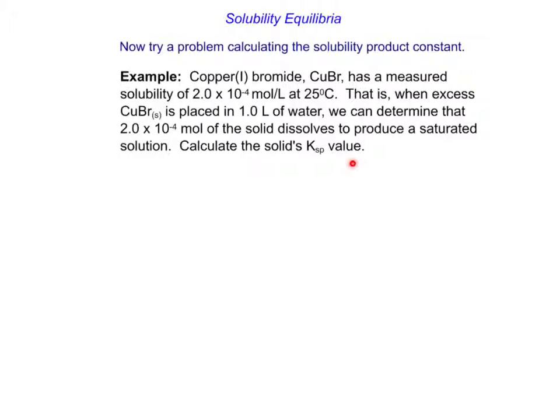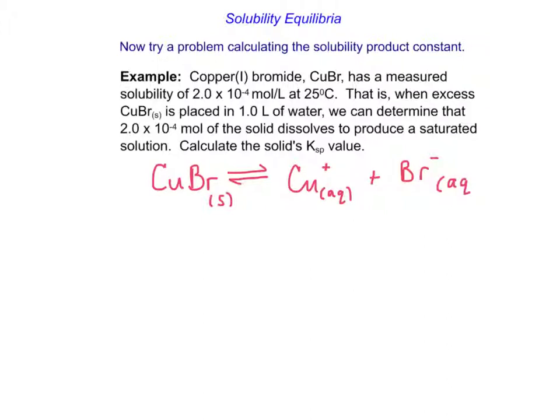So what are we going to do? First we have to write a balanced chemical equation. So let's start right there. We have copper 1 bromide solid that is dissolving into our copper ions, aqueous, plus our bromide ions, aqueous. So there we have it.